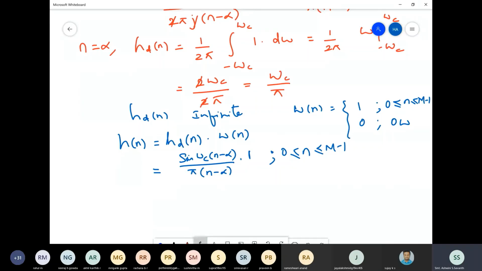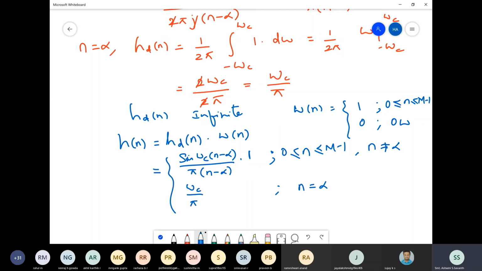The number of samples that are there in h of n. Here n should not be equal to alpha. But when n is equal to alpha, the value is omega c by pi. So that is the equation of h of n.